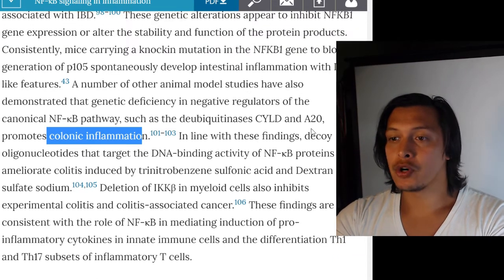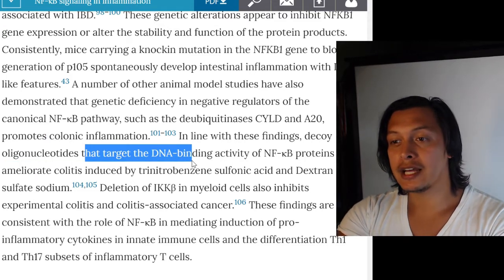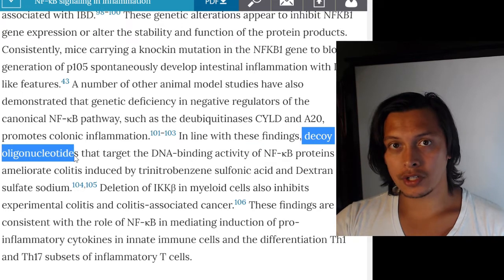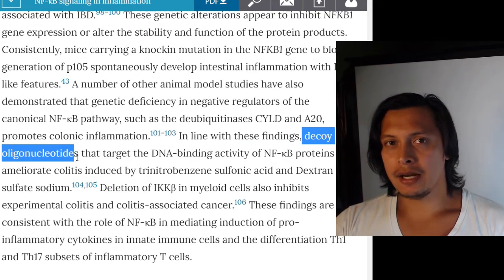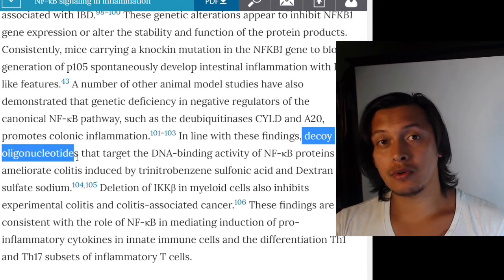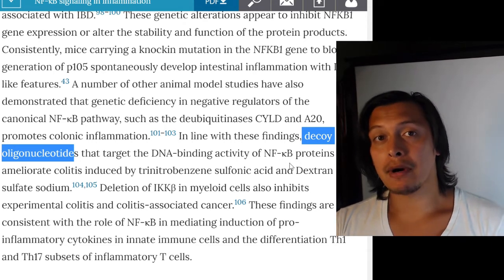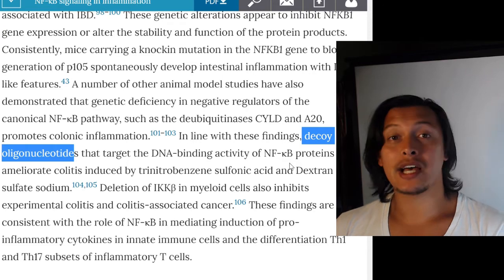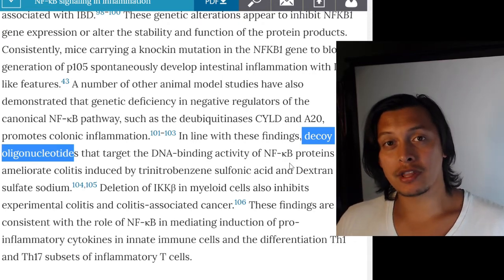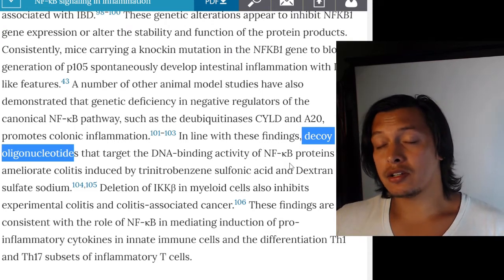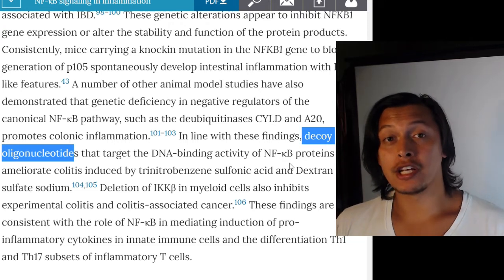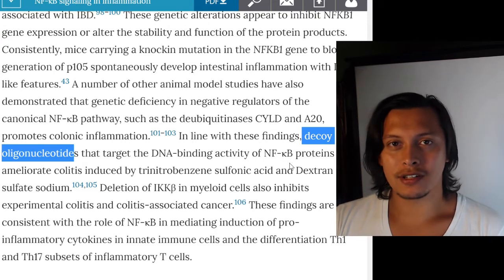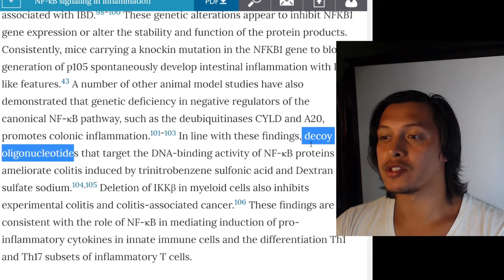So, or the IBD. So in line with these findings, decoy oligonucleotides that target the DNA binding activity of nuclear factor kappa B. Oh, sorry, I must have misspoke earlier. So decoy oligonucleotides are little bits of DNA that look like the binding sequence or the target sequence of nuclear factor kappa B, and by introducing a bunch of these little oligonucleotides into the system, the nuclear factor kappa B gets sidetracked. It's not able to bind to the DNA within the nucleus. They end up binding to these decoy oligonucleotides, which prevents them from acting upon the transcription of the DNA, if that makes sense. I apologize, there are many different ways that you could have decoy oligonucleotides, and this is the one that they were talking about earlier.